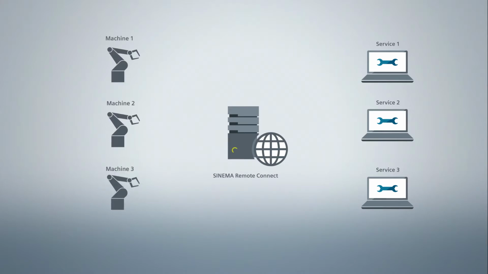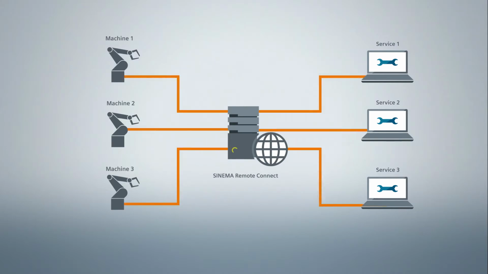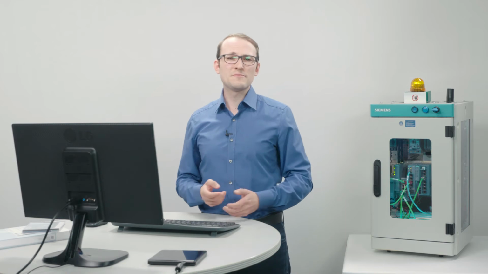Communication between the participants is protocol independent and IP-based. The remote machine and the service technician establish a connection to a SINEMA Remote Connect server, independent from each other. There, the participants are identified via certificates, and only then the connection is possible. I will now show you how quickly and easily you can configure and commission the SINEMA Remote Connect server in a virtual machine.